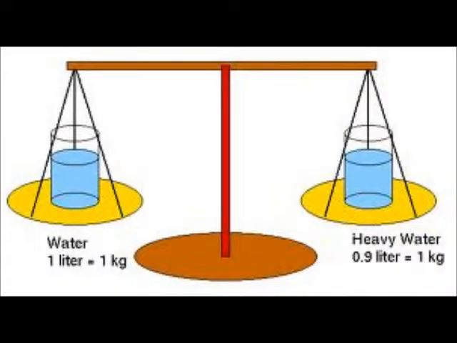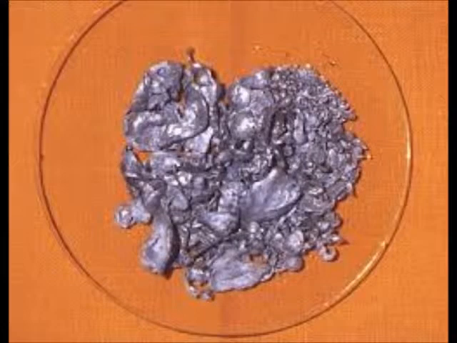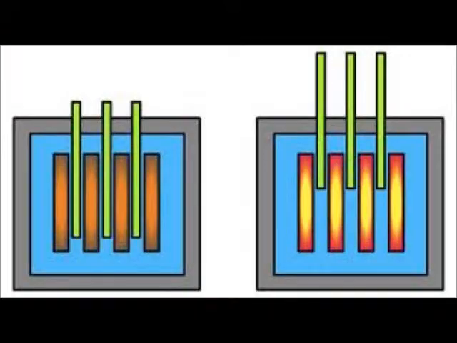Moderator. This is the material in the core which slows down the neutrons released from fission so that they can cause more fission. It is usually water, but it may also be heavy water or graphite. Control rods. These are made with neutron-absorbing materials such as cadmium, hafnium, or boron, and are inserted or withdrawn from the core to control the rate of reaction, or to halt it.